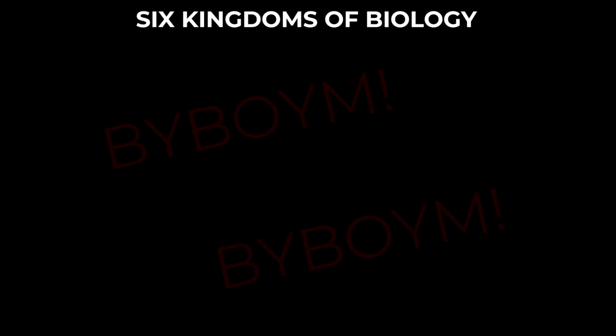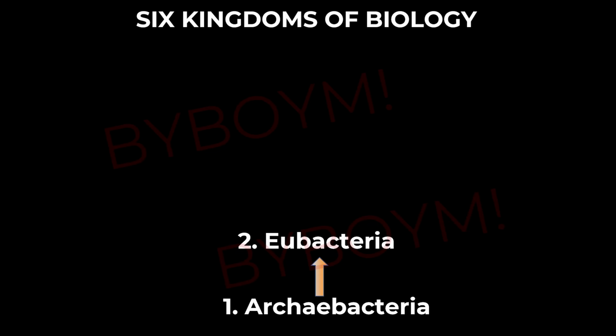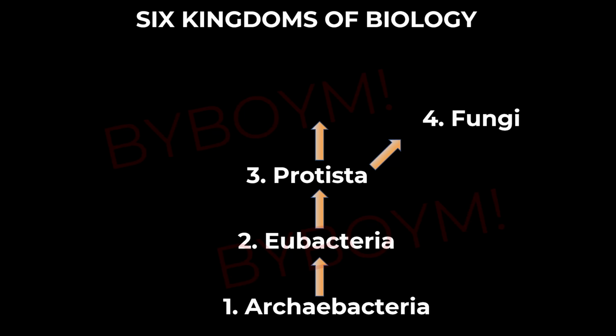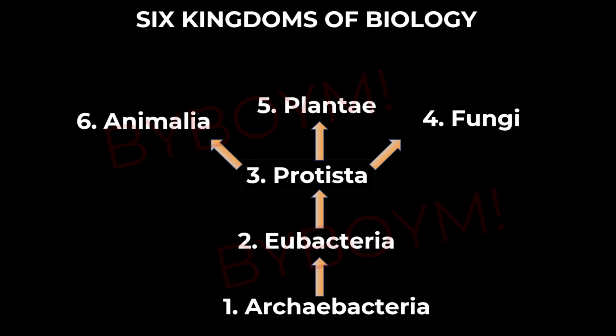We said that the amoeba is a protist. But what is a protist? You may remember that there are 6 kingdoms in biology. The first kingdom is the archaebacteria, which comprises of primitive bacteria. The second is eubacteria or true bacteria. The third is protist. And the fourth is fungi. The fifth is plantae and the sixth is animalia. This amoeba belongs to the third kingdom, Protista. They are unicellular eukaryotic organisms.